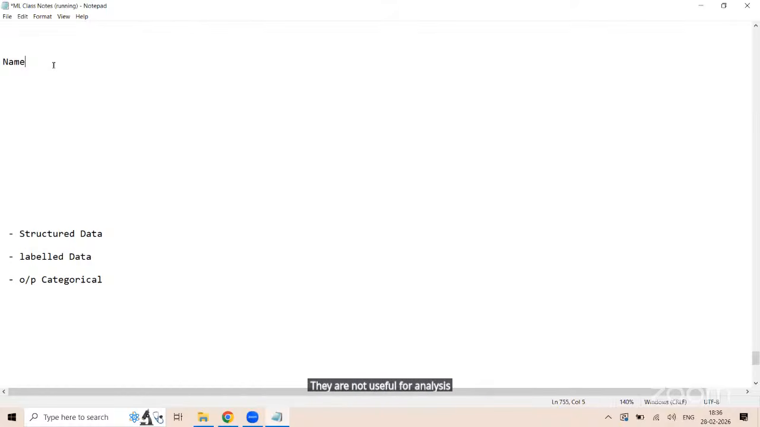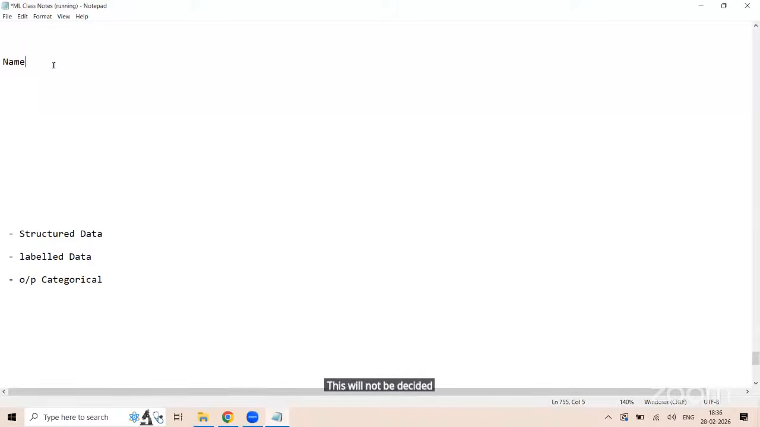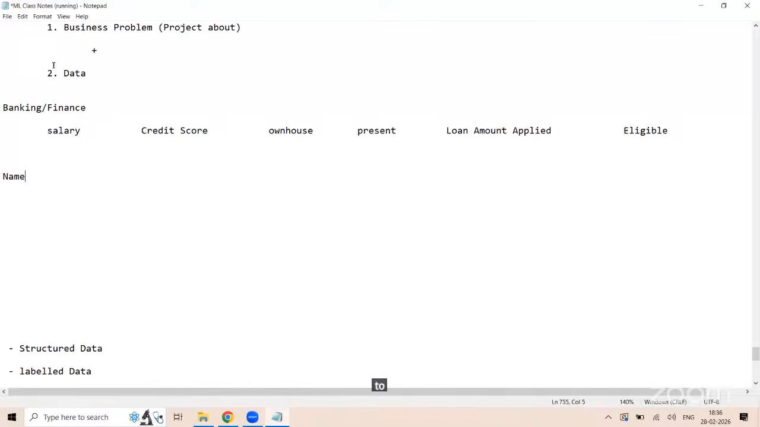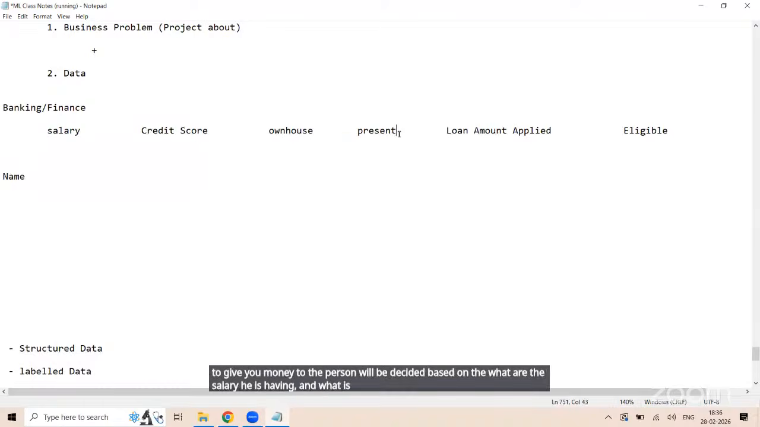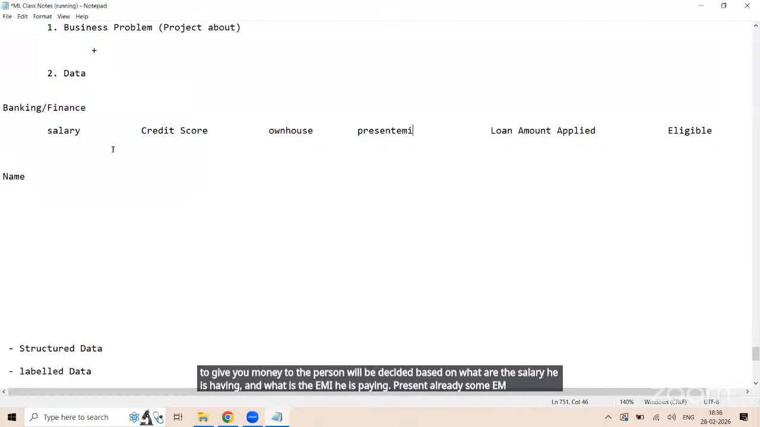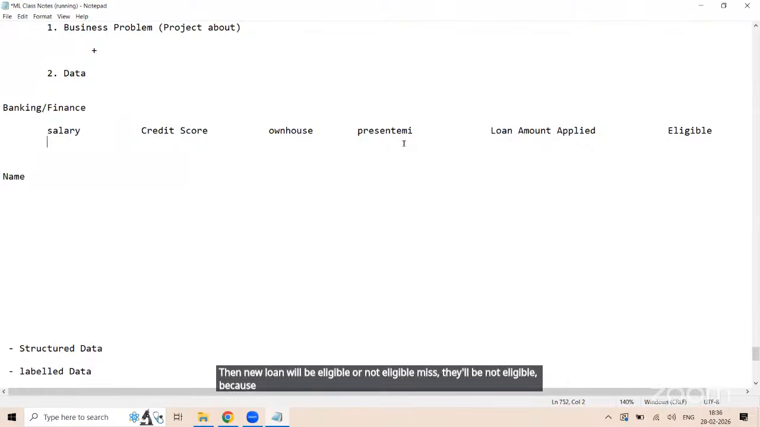Based on your email ID, we are not going to decide your loan. Based on your phone number, they will not decide the loan. Based on your name, they will not decide the loan. Giving money to a person is decided based on the salary he has and the EMI he is paying. For example, he is already getting 1 lakh rupees salary and already paying 80,000 or 90,000 EMI. Then for a new loan he will not be eligible, because the balance salary is only 10% and that 10% has to cover his living expenses.